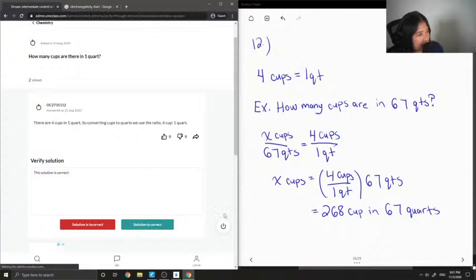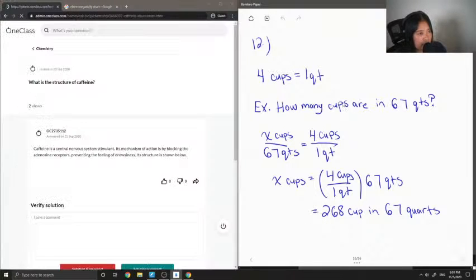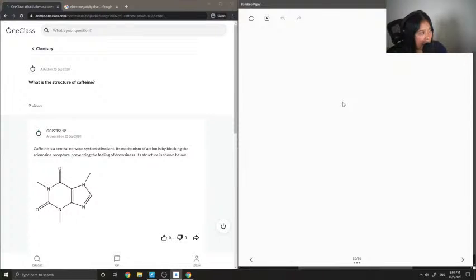Okay, so now let's move on to question number 13. What is the structure of caffeine? So everyone knows caffeine, which is found in coffee, keeps us awake, but no one really knows what its structure is.